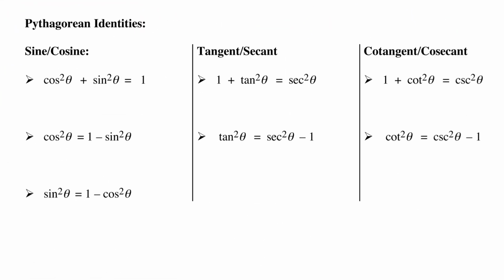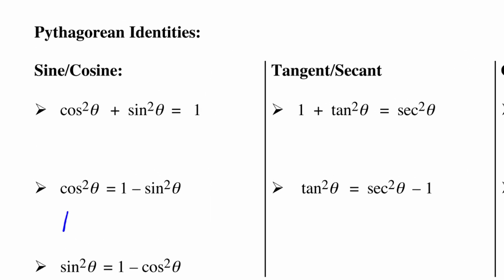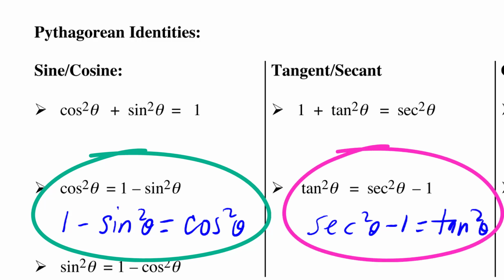Now here are the Pythagorean identities. These are very familiar to you. And the second one here, cosine squared theta is 1 minus sine squared theta. But if we see in an expression 1 minus sine squared theta, we can rewrite it as cosine squared theta. Likewise, if we see secant squared theta minus 1 in an expression, we can rewrite it as simply tangent squared theta. We're going to be using these identities throughout this discussion.